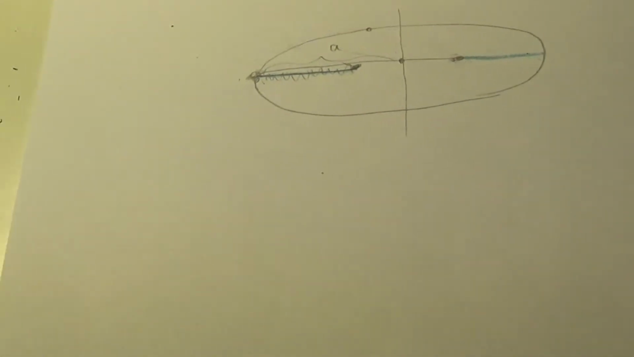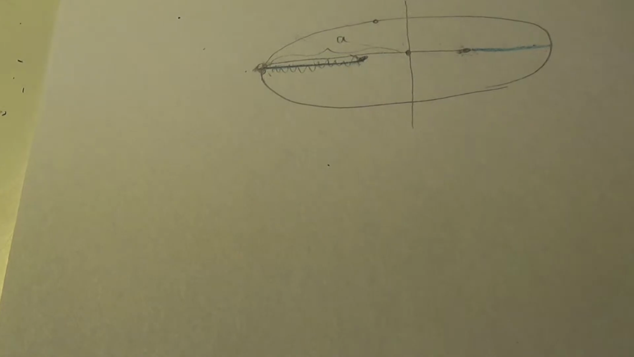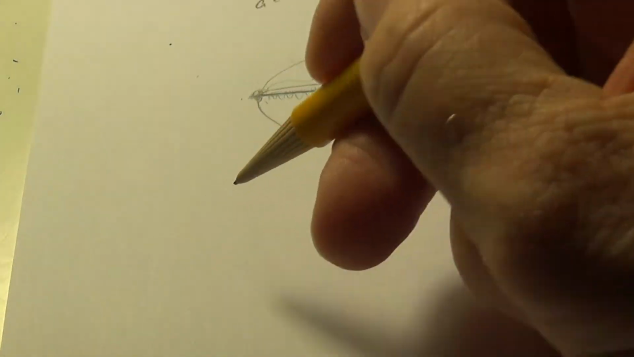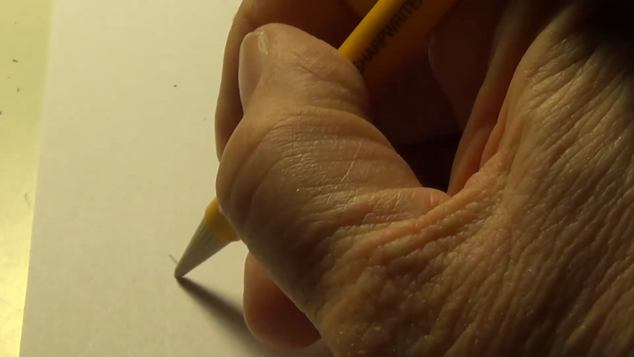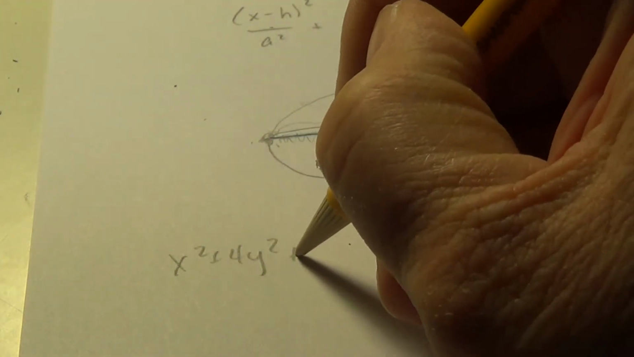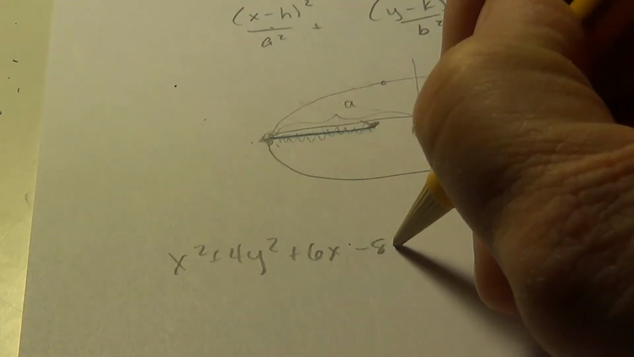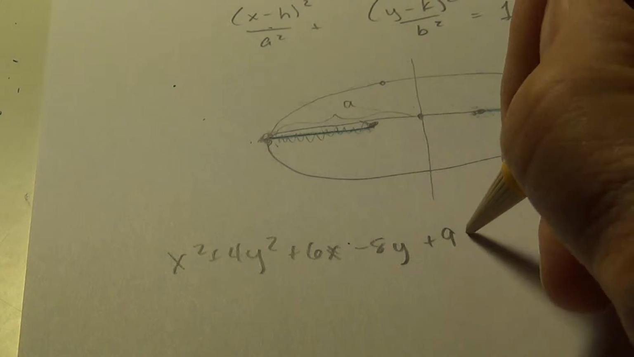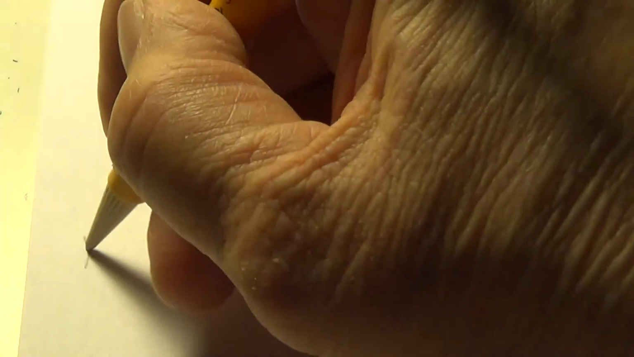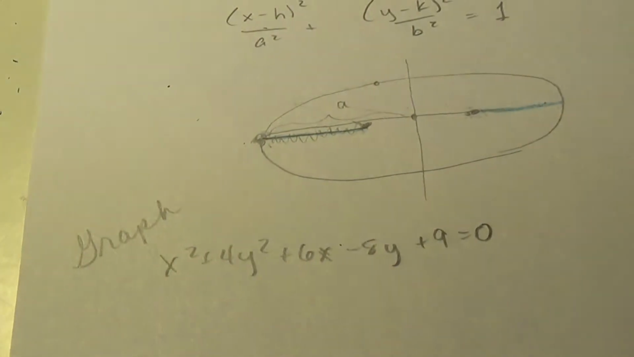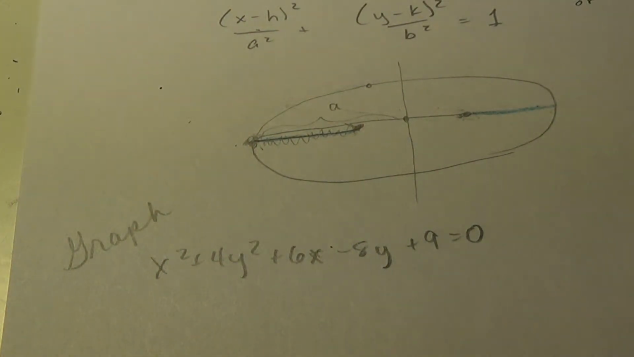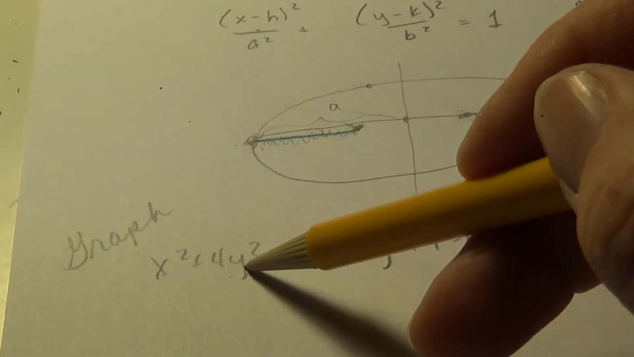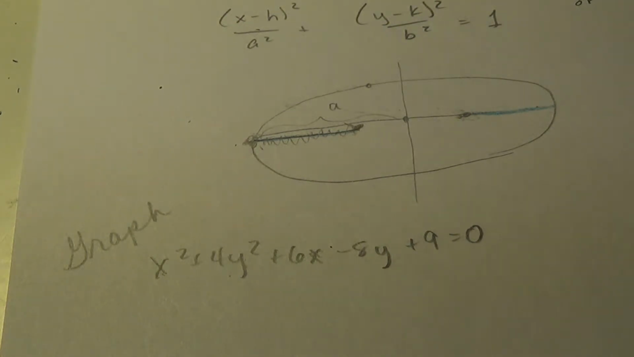Alright, the problem that you need to learn today is how to graph an ellipse. So here it is in general form: x squared plus 4y squared plus 6x minus 8y plus 9 equals 0. So the command is graph. When we're asked to graph an ellipse, you can tell it's an ellipse if it has an x squared and a y squared term, and they're both plus or they're both minus. So this is an ellipse.